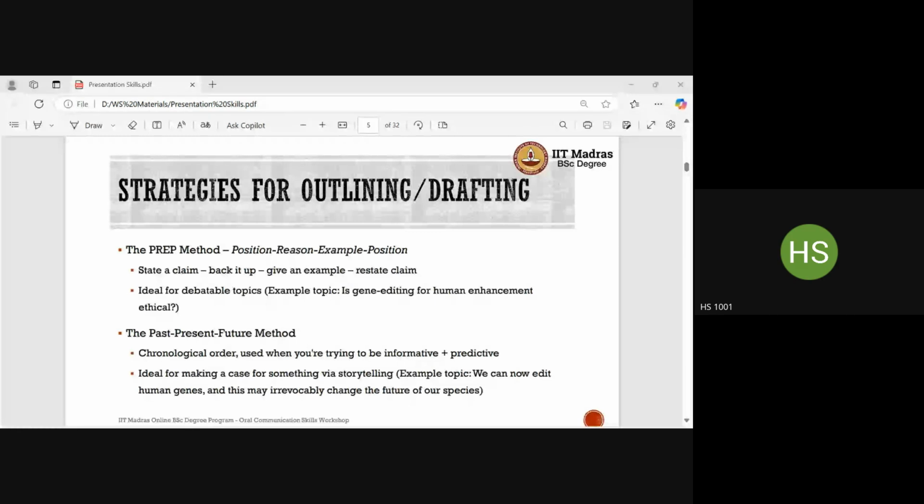Okay. Another method that we use in order to structure or outline or draft our presentation is the past, present, future method. That is, it follows the chronological order. When do you use this method? You use this method when you have a topic where there is a great deal of data involved. A great chunk of information has to be presented during this 10 to 15 minutes. In that case, you take the chronological order.